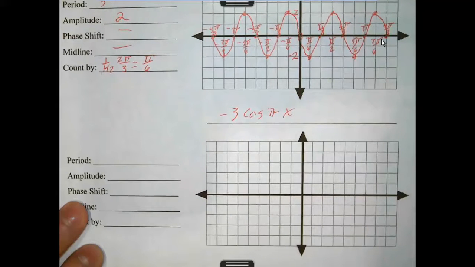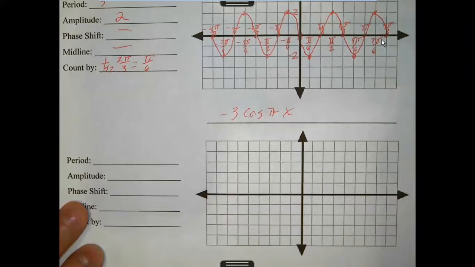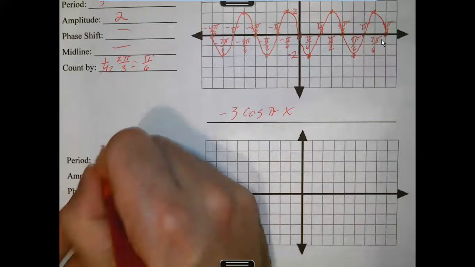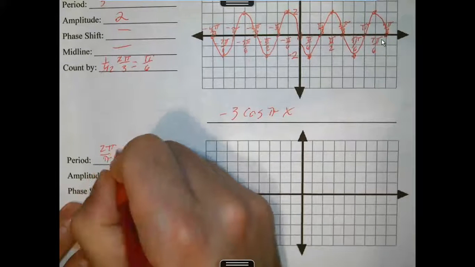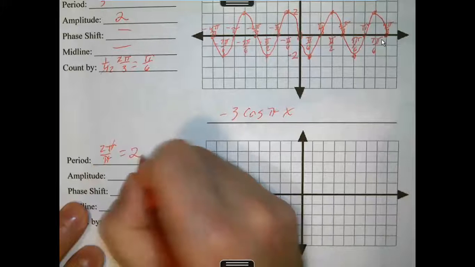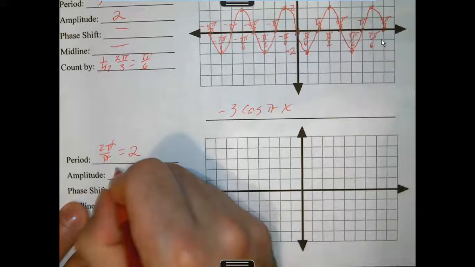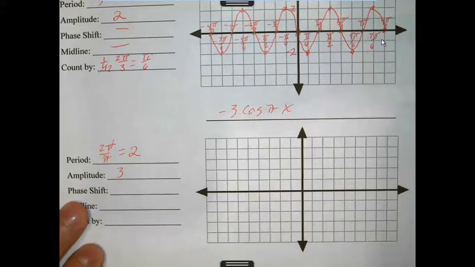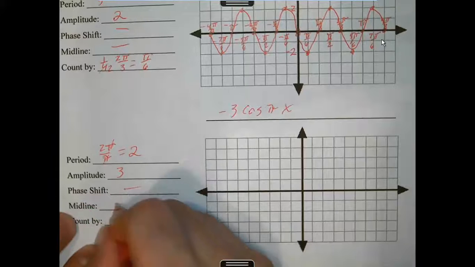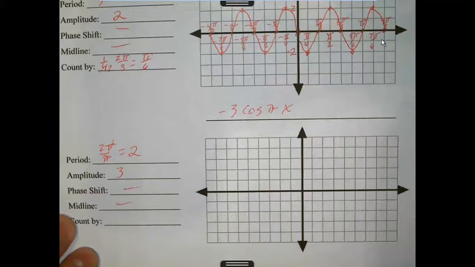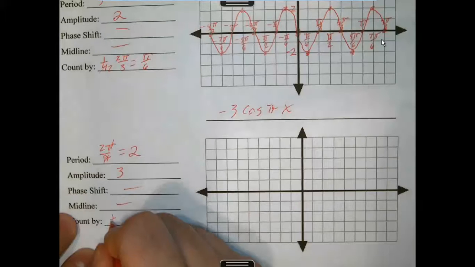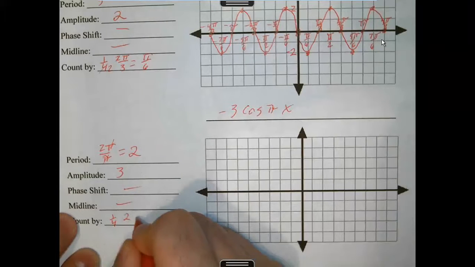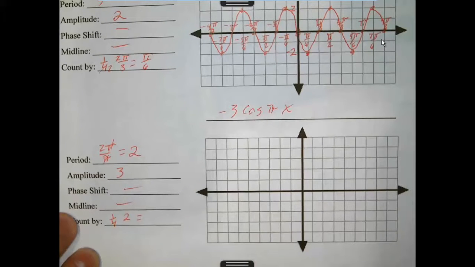So negative 3 cosine of pi x. So my period is 2 pi over b, which is 2 pi over pi. Pi's cancel out, left with 2. My amplitude is 3. Remember, it's always positive. My phase shift I haven't shown you yet. Midline, we haven't done that yet. Count by. I take 1/4 of my period, and 1/4 of 2 is 1/2.